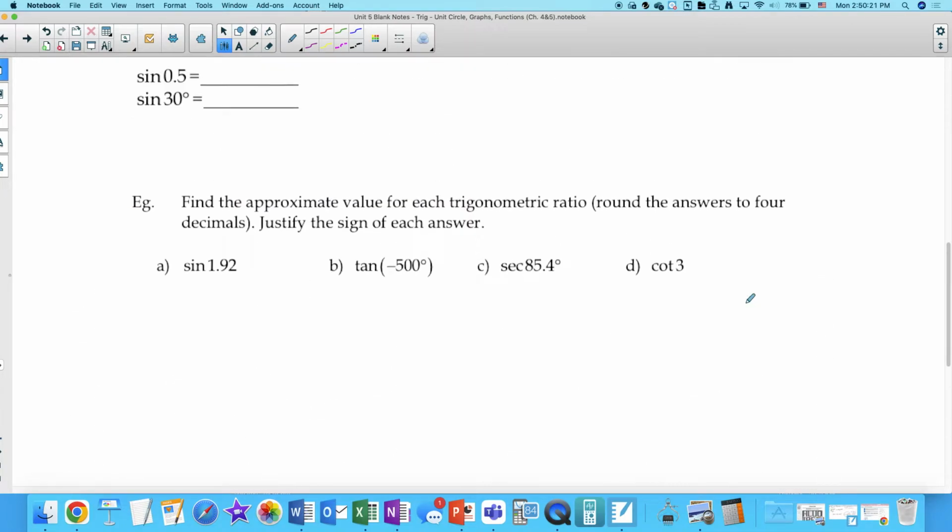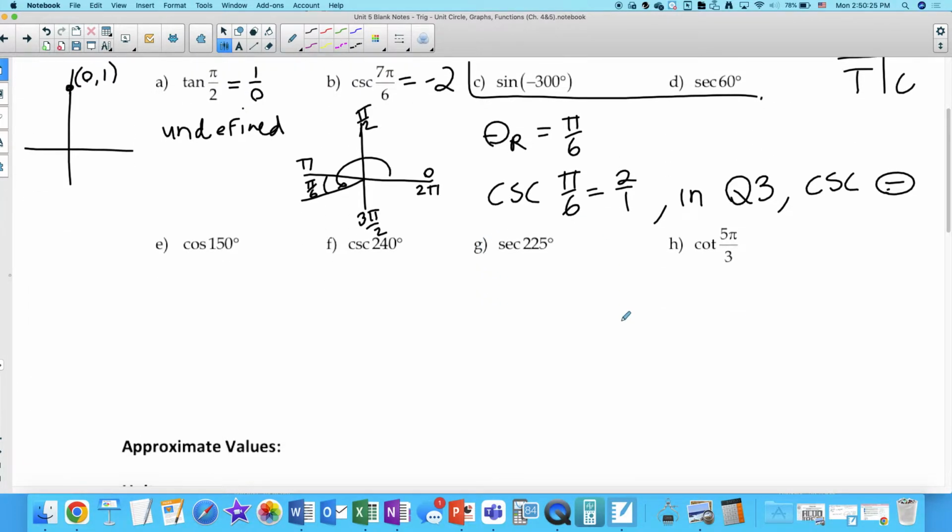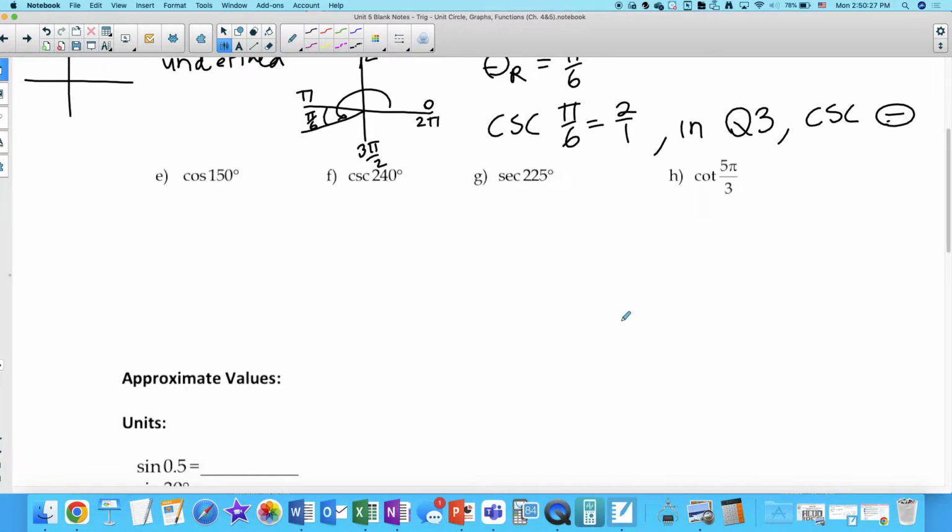All right, let's go back up here. We've got more to do. The cosine of 150 degrees. All right, we're going to rattle through this. Cosine of 150 degrees. What quadrant are we in?